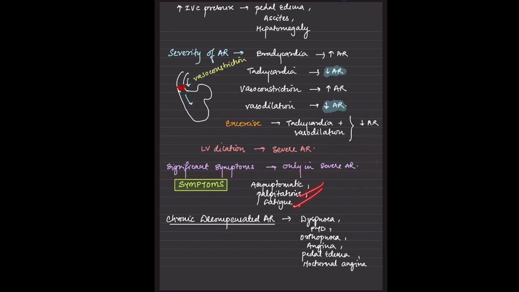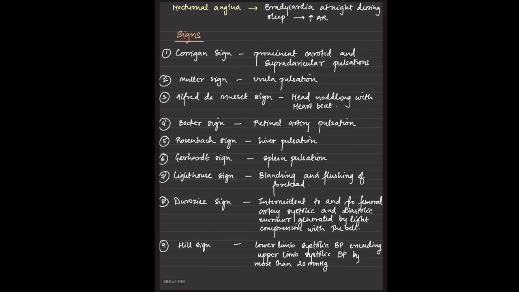Asymptomatic, palpitation, fatigue, dyspnea, increase in the JVP, pedal edema, breathlessness, these will be the complaints. So angina, okay. Now nocturnal angina, why nocturnal angina? During sleep there is a decrease in the heart rate, and the decrease in the heart rate will increase the AR, right? So we will see the known signs of AR now.